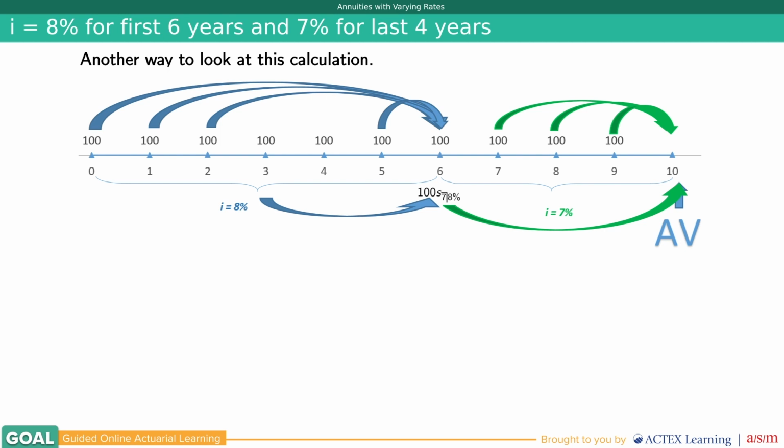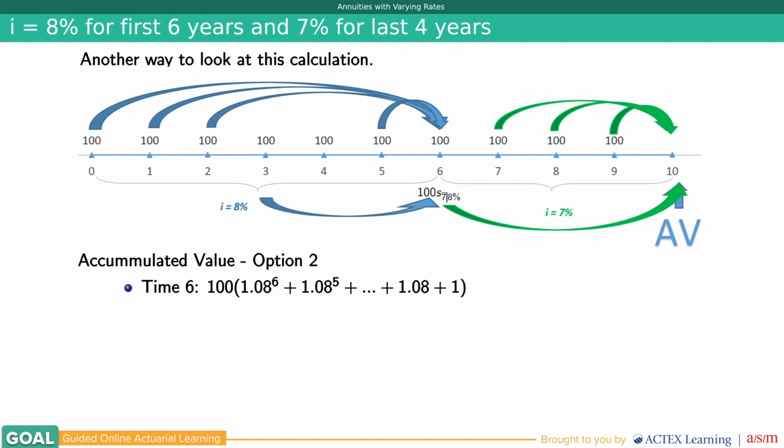Another way to look at this calculation is to break it up into the first 7 payments accumulating as an annuity immediate at 8% and the last 3 payments accumulating as an annuity due at 7%. In this case, the first bullet shows the accumulated value of the first 7 payments at time 6. Here, the 7th and last payment is at time 6, and since the accumulated value is evaluated at time 6, this becomes an annuity immediate, 100 s-angle-7 evaluated at 8%.